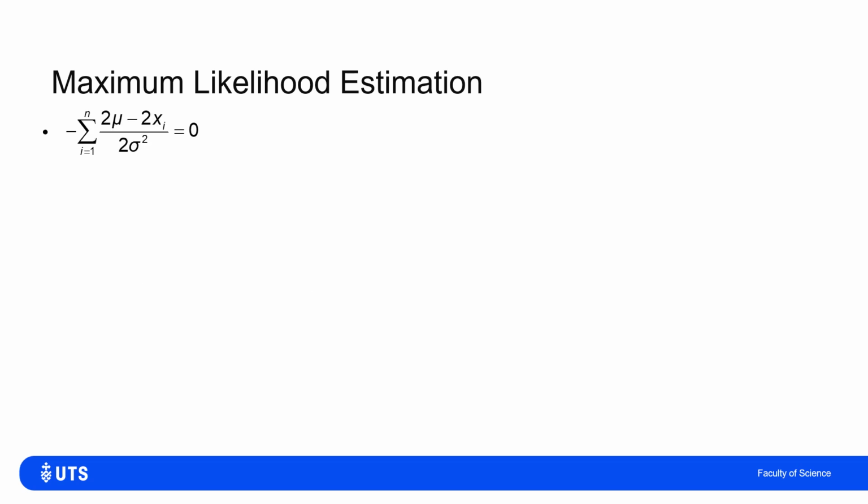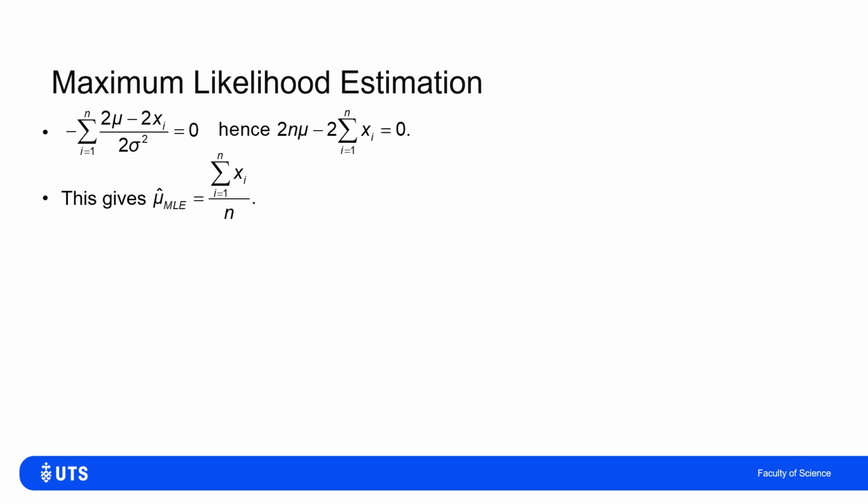Now, the first of these is quite easy to solve. And when I do that, because I'm adding n terms, each of which within the sum is 2 mu, I'll get 2n mu. And then I'll just get minus twice the sum of the x's. The denominator doesn't matter because I can multiply up by it, and I'll be multiplying the right side 0 by it, so it will vanish.